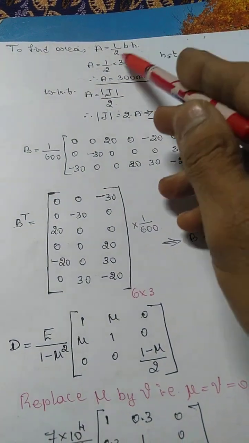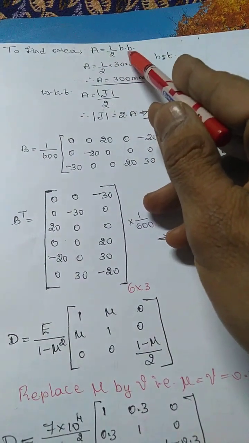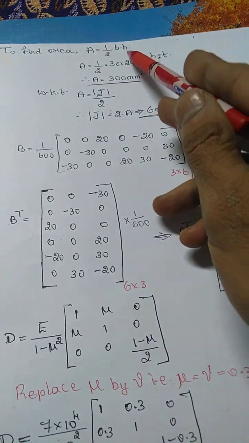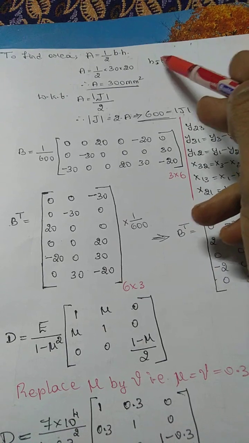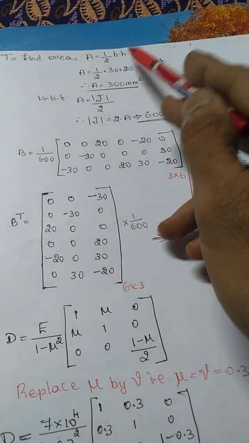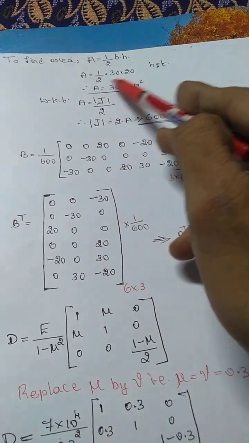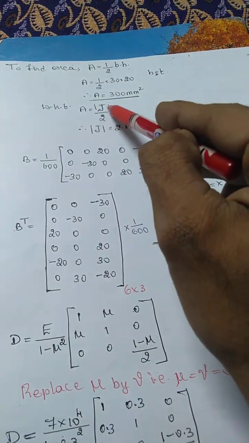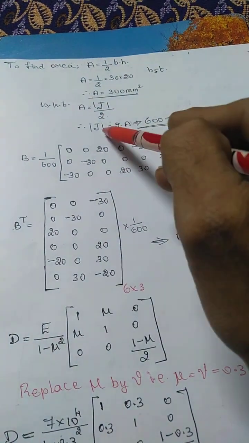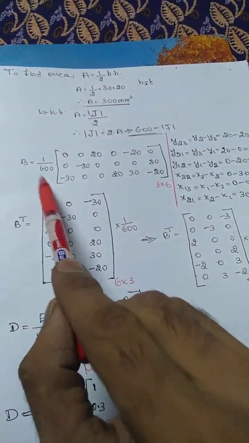So the area of the triangle is A equal to 1 by 2 B into H. Here H is the height, so replace H by 20, which is given. B is the width 30, so 1 by 2 into 30 into 20 gives the area. After that A is equal to J by 2, so you get the J value as 600. Next, we have to find the B matrix.